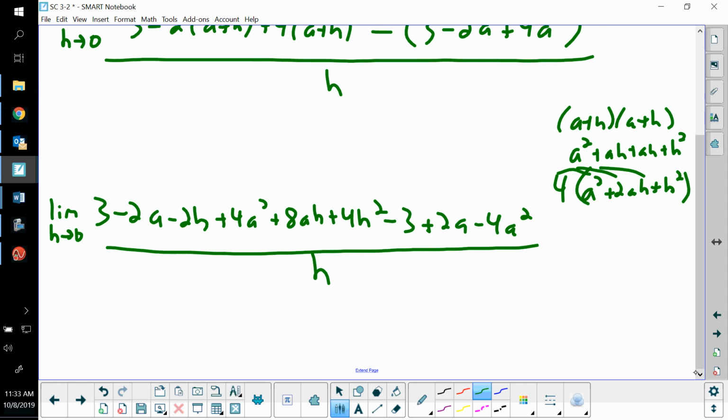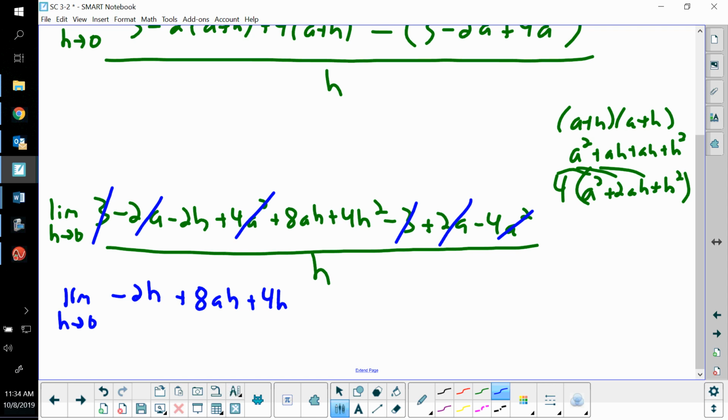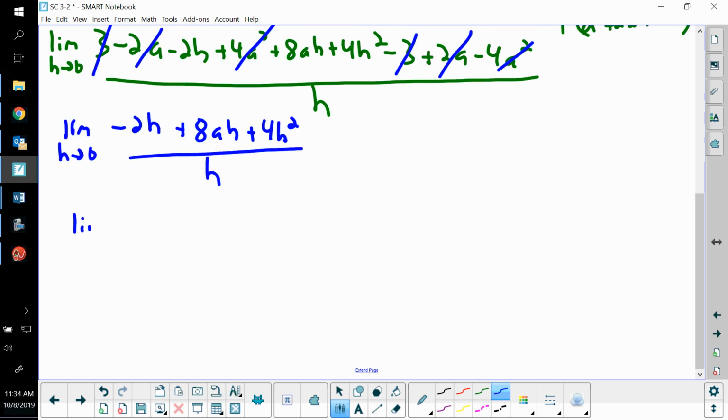When you're doing the h way, everything without an h should wipe out. It should add to 0 if you did it correctly. 3 and negative 3, they add to 0. Negative 2a, positive 2a, they add to 0. Plus 4a squared minus 4a squared, they add to 0. Now we have limit as h approaches 0 of negative 2h plus 8ah plus 4h squared all over h. We can divide out the h from everything, giving us negative 2 plus 8a plus 4h.